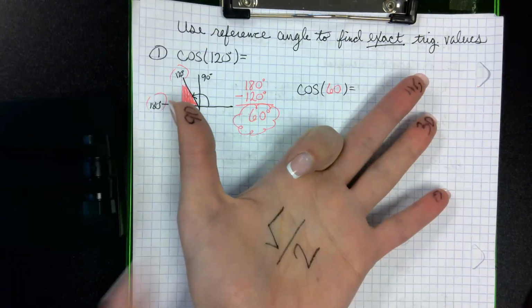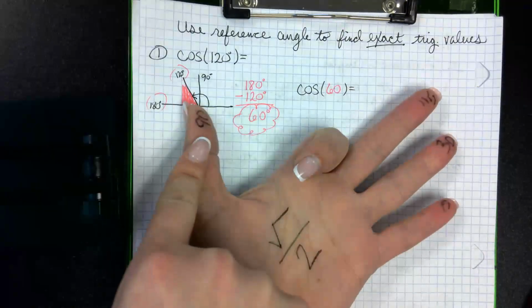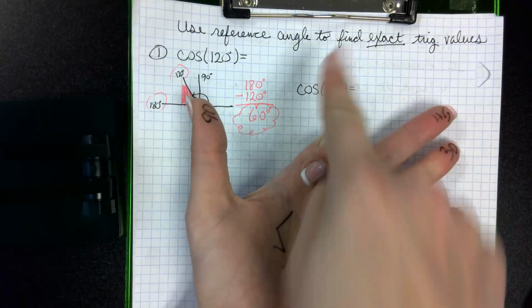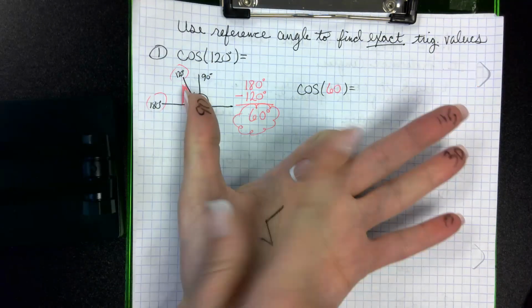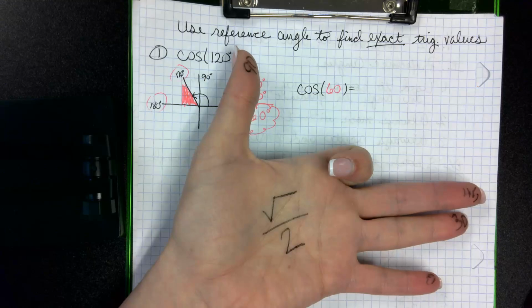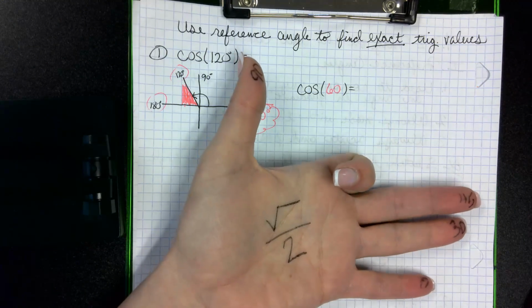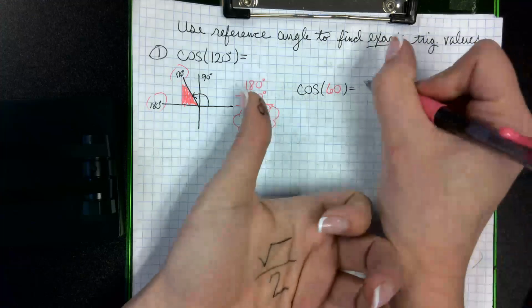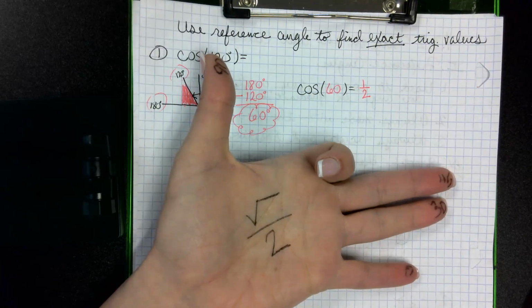Just like x, y coordinates is x and then y, we have cosine and then sine. Since we want cosine, there's one finger before our bent finger, so 1 is what we're plugging in. Square root of 1 is 1. So 1 over 2. The cosine of 60 degrees is half.